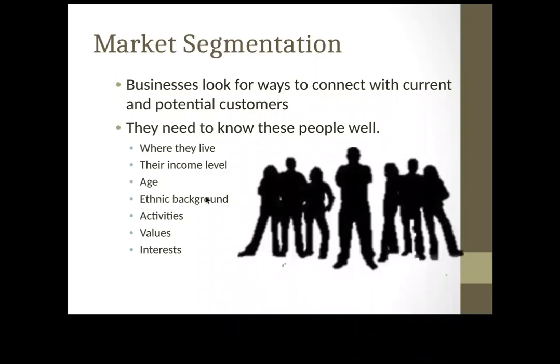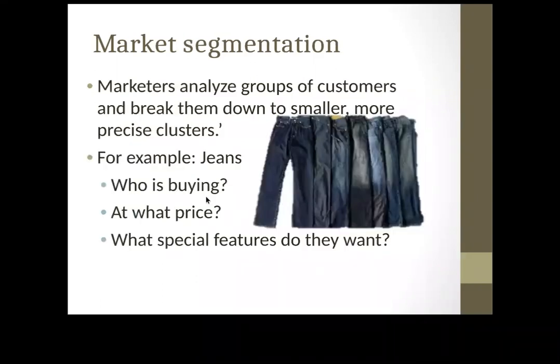But we need to know about people, and there are many different criteria that we could use to go into our market segment: where they live, their income, their age, ethnic background, activities, their personal, religious, or other kinds of values, and their interests. Market segmentation, again, is where marketers analyze groups of consumers to break them down into smaller, more precise clusters. For example, look at all these different jeans. Who's buying, at what price, and what special features we want.